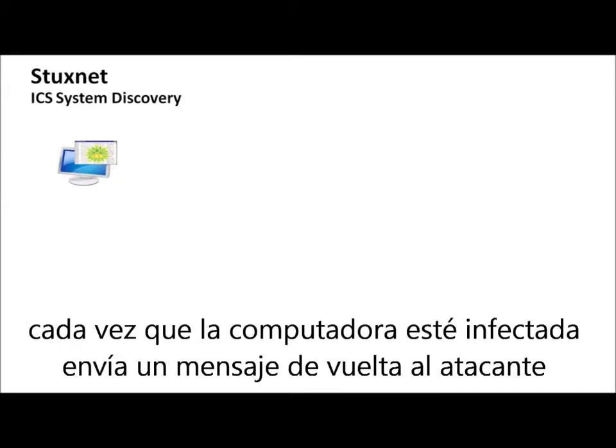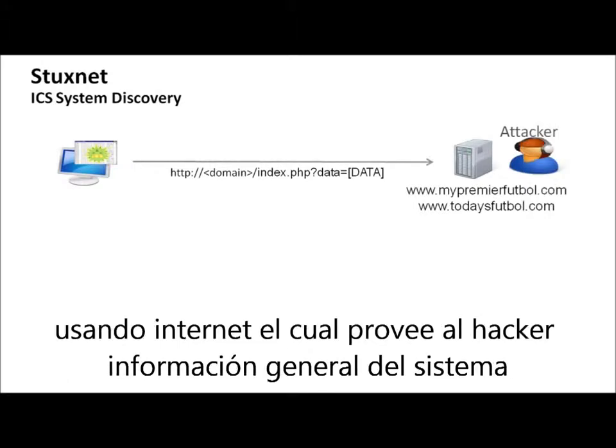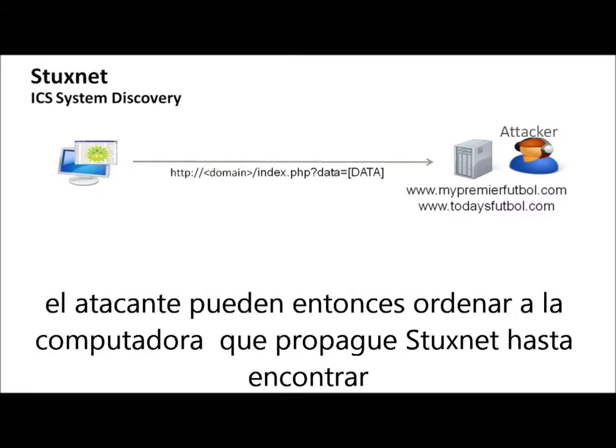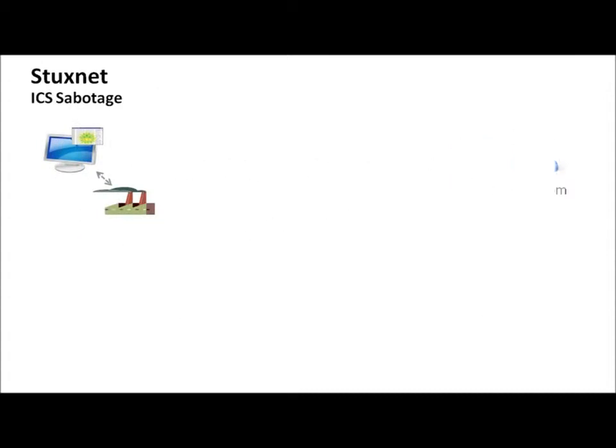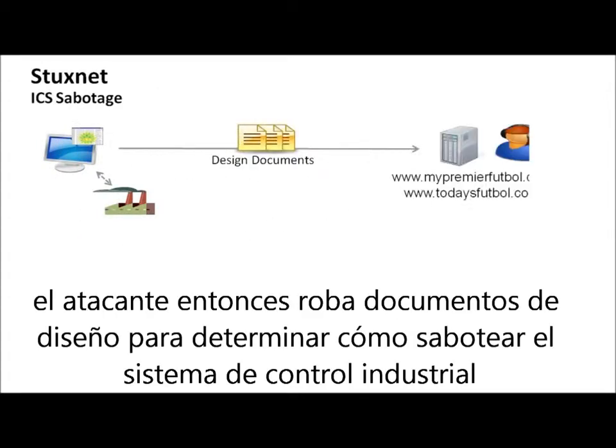Every time a computer is infected, it sends a message back to the attacker over the internet, which provides the attacker with general system information. The attacker can then tell the computer to spread Stuxnet further until it finds a computer that is able to program the targeted PLC. The attacker then steals design documents to determine how to sabotage the industrial control system.